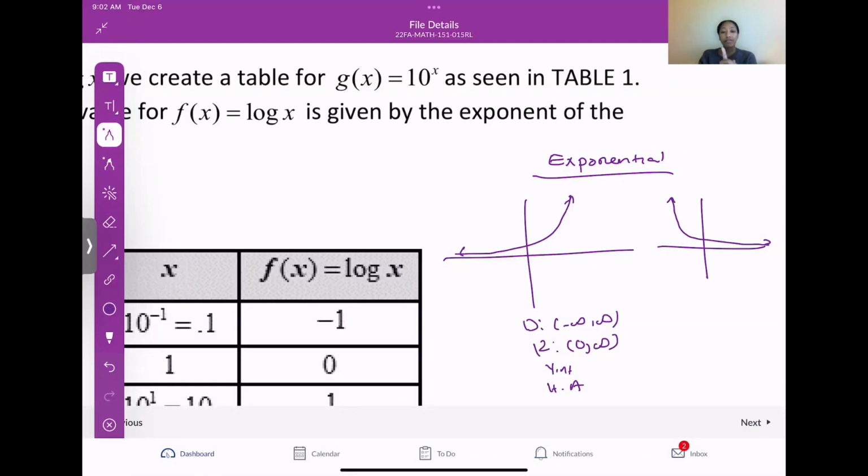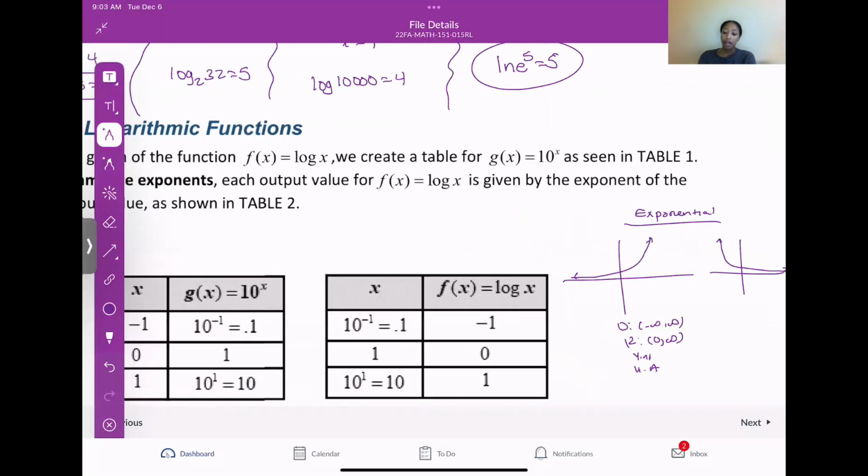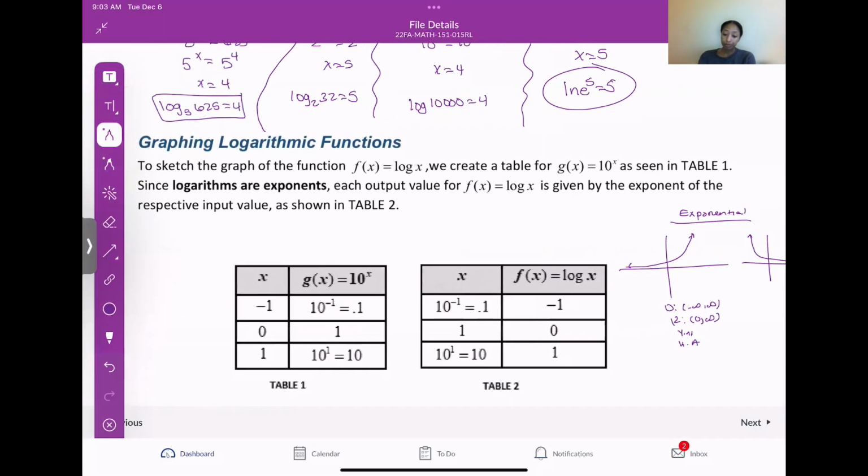Logarithmic functions are the inverse of exponential functions, so we're going to end up getting the exact opposite of this graph. The domain and the range are going to switch. Instead of having a y-intercept, we're going to have an x-intercept. Instead of having a horizontal asymptote, we're going to have a vertical asymptote. In the next example, we'll look at the graph of a logarithmic function.